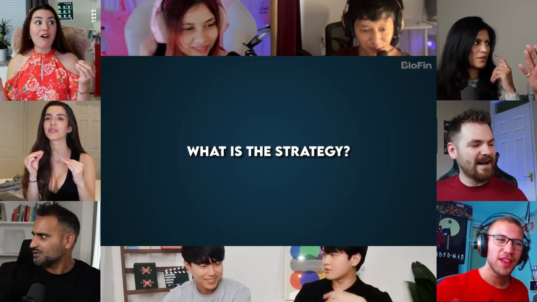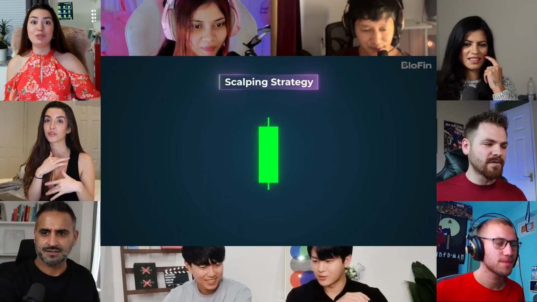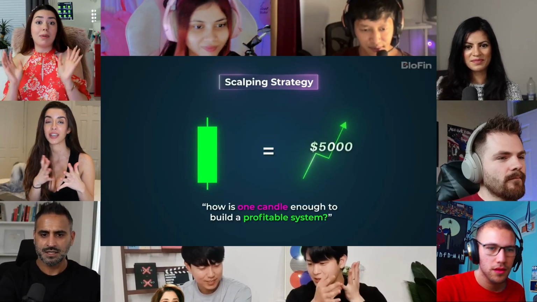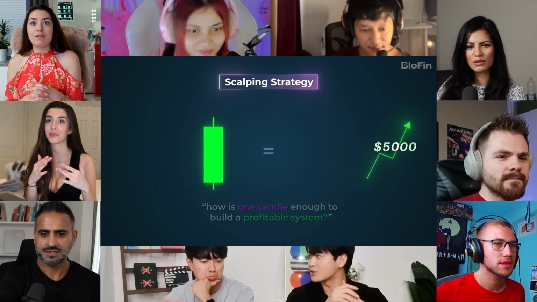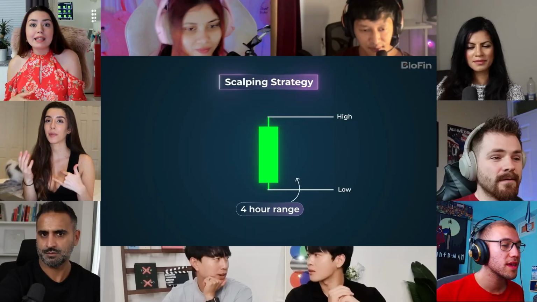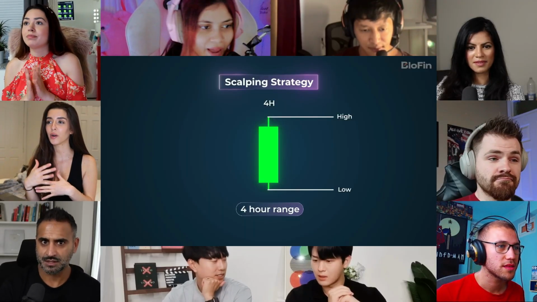For this strategy, the only thing you need is one candle. Now you might be wondering, how is one candle enough to build a profitable system? Well, we're not just using any candle. We're using what's called the 4-hour range, which is simply the range between the high and low of the first 4-hour candle that forms during the day.